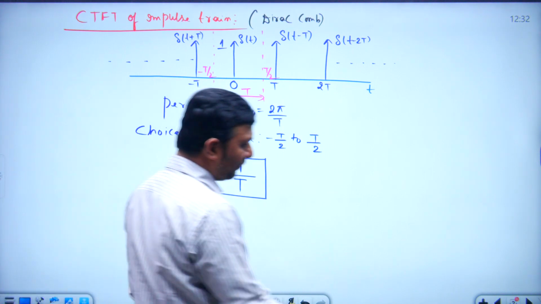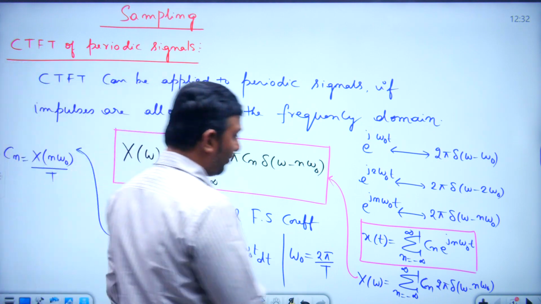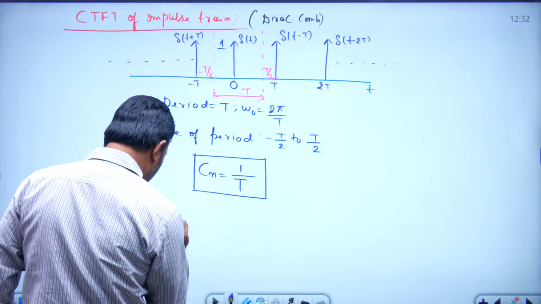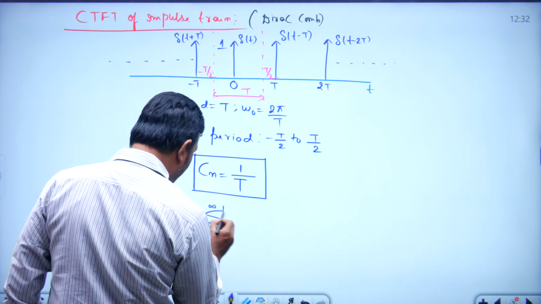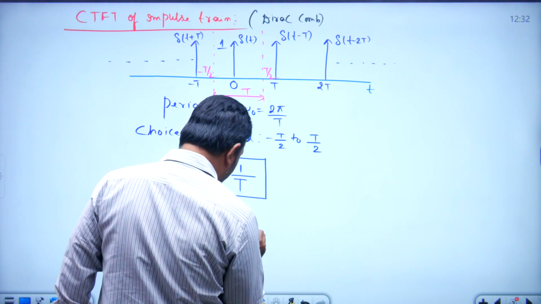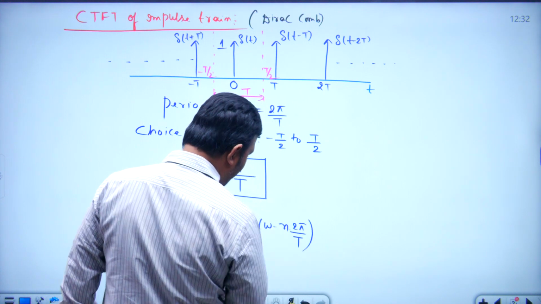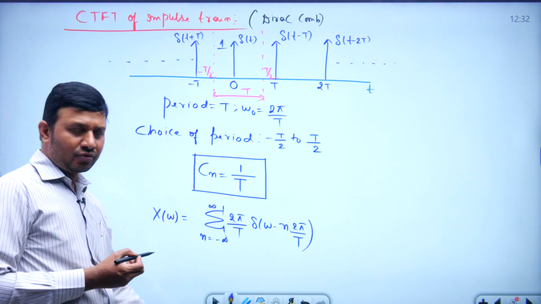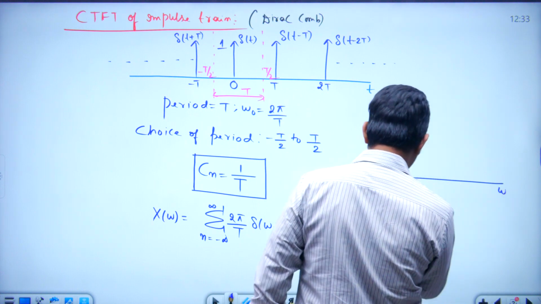Now, after getting the value of Cn, we have to substitute that Cn here. What will happen if I substitute? X of omega is equal to summation n varying from minus infinity to plus infinity of 2 pi Cn, and 2 pi Cn means 2 pi by T, into del of omega minus n omega naught, where omega naught is 2 pi by T. This is the Fourier transform I got. Now I want to plot this Fourier transform. Yes, you can plot it.